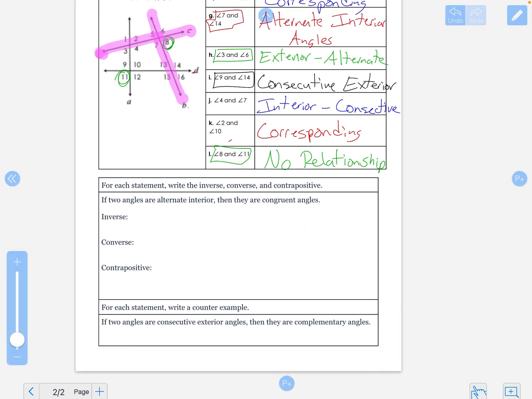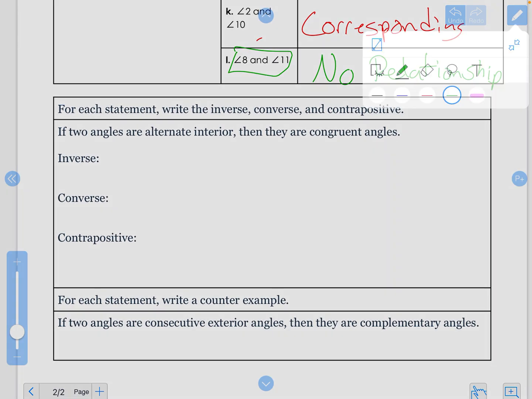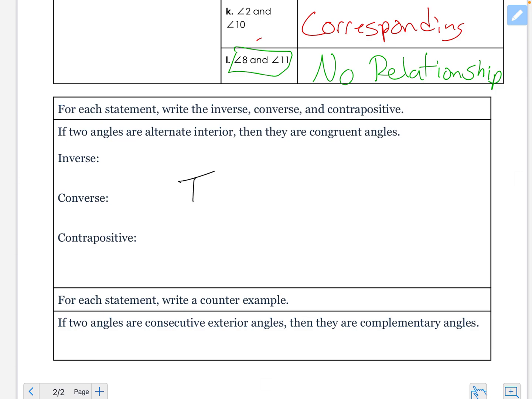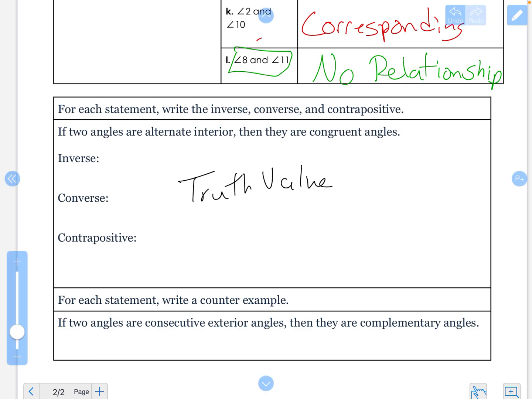All right, so what I want you to do is write your inverse, converse, and contrapositive statements. Then I want you to tell me the truth value. So are the statements that you write true? If they are false, I want you to explain to me why they are false. You can go ahead and check your answers with the completed notes on Canvas.